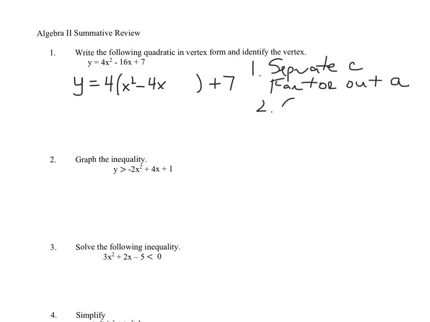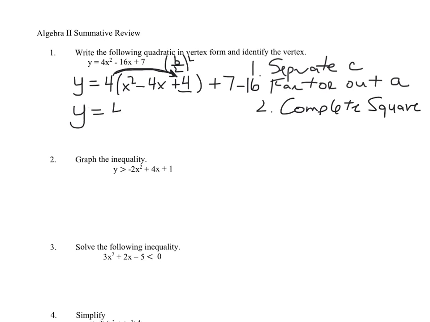Our second step is going to be to complete the square. So in this case, completing the square, I would need to add 4 to this. I'm getting that from half of b, squared. Now, by adding 4 to the problem, that is adding 16 to this equation. So I will also need to subtract 16, keeping it equal.